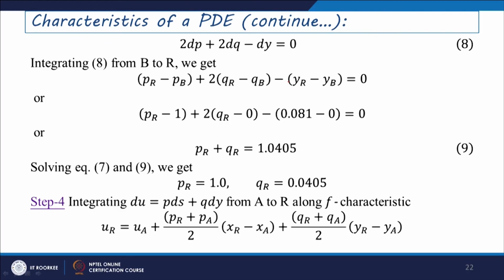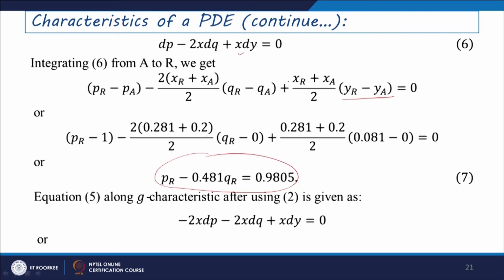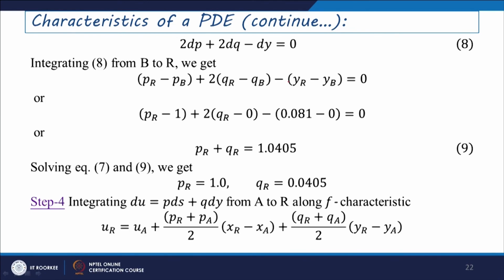So, if you solve equations 7 and 9, these two equations involving pr and qr, we get the solution as pr equals 1.0 and qr as 0.0405 here. Again, if you integrate this equation du equals p dx plus q dy from a to r along the f characteristics, we get ur equals ua plus (pr plus pa) by 2 into (xr minus xa) plus (qr plus qa) by 2 into (yr minus ya) here.